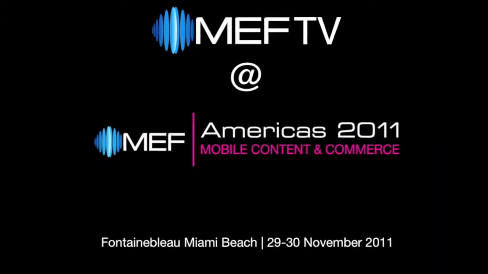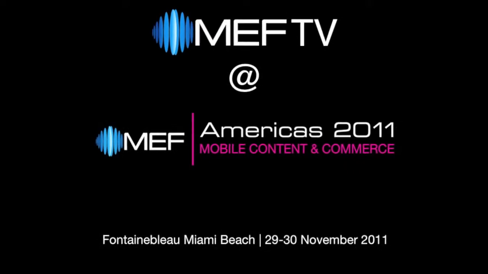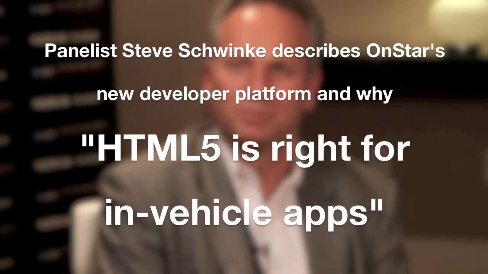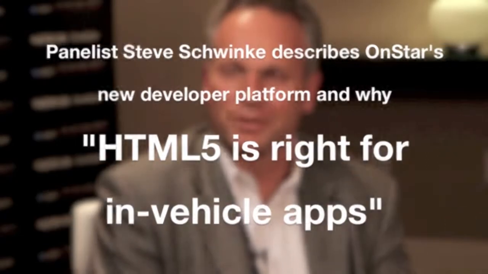OnStar's been around for over 15 years, delivering safety, security, and peace of mind services to our customers. We started with this simple app where you hit the OnStar blue button to get routing instructions to where you're going. If you're in a crash, we're going to send help automatically. Or if you need just emergency help, you press that red emergency button and we're going to provide help to our customers. And we've been doing that for 15 years and it's been working well for us.